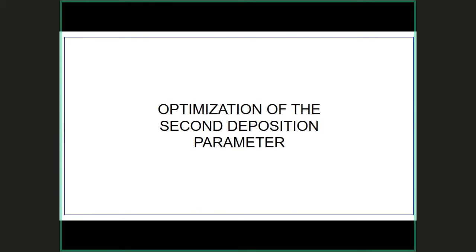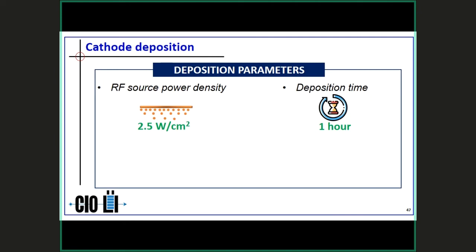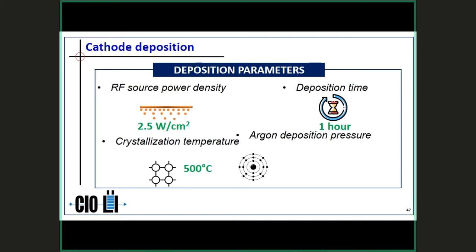So now, the second parameter that was optimized was the deposition pressure. In order to do the optimization of this parameter, we have to fix the other parameters. Power was fixed at 2.5 watts per square centimeter. We fixed the time, 1 hour. Now we have the optimization temperature, it was fixed to 500 degrees Celsius.